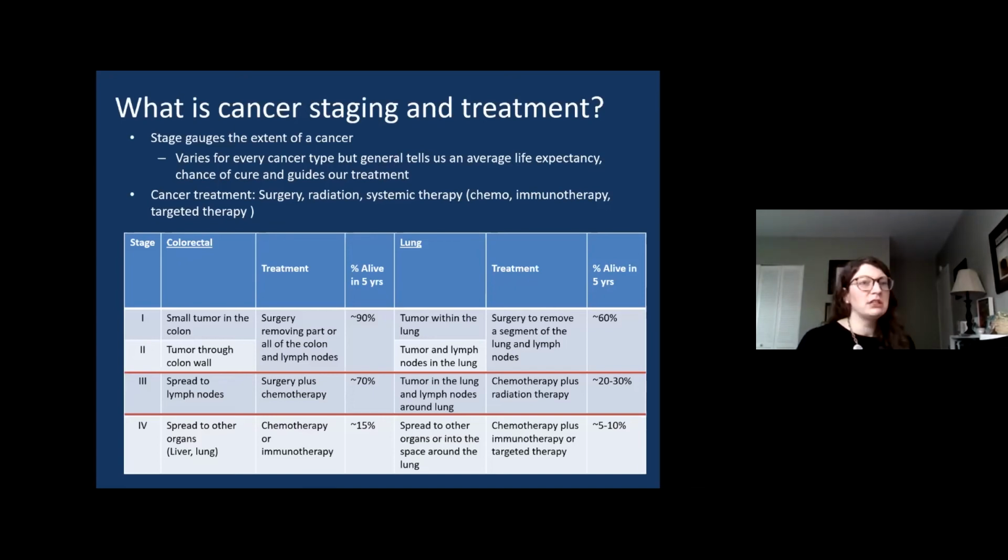When the cancer has spread to the lymph nodes, we usually need to do a little bit more than just surgery. So when it spreads to the lymph nodes for colorectal cancer, it's usually paired with chemotherapy. When a lung cancer has spread to lymph nodes around the lung, we usually treat with chemotherapy and radiation therapy, and we do not do surgery. And even in a stage 3 colon cancer, the chance of cure is quite high, around 70%. Once again, lung cancer is typically a more aggressive cancer. So at stage 3, the chance of cure is only about 20 to 30%.